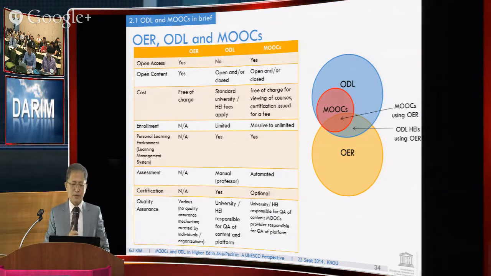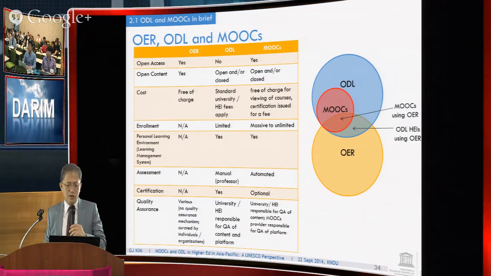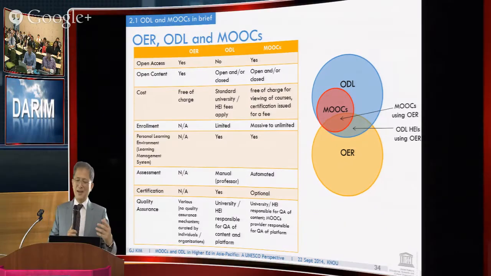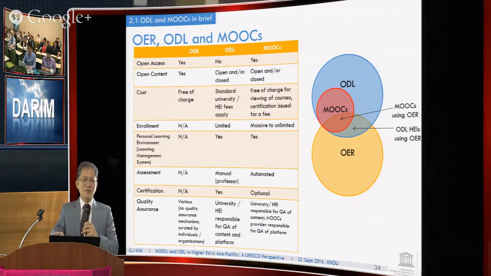If you look at the bottom of the table, quality assurance. There's no guarantee when it comes to OER because there's no curator, individual or organization, whereas with ODL and MOOCs, you can get some guarantee of quality. To me, Professor Chung is not agreeing.